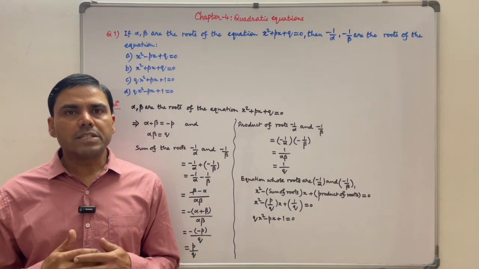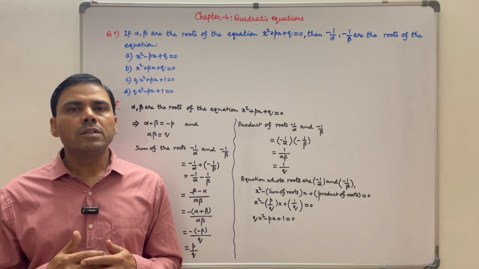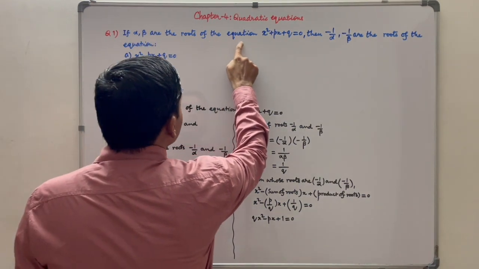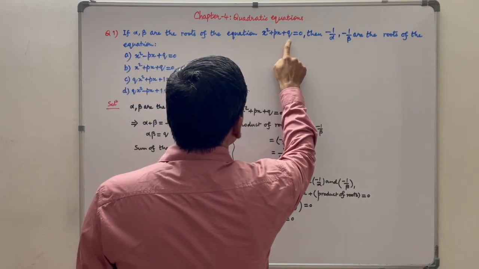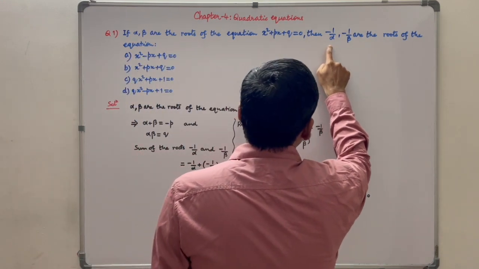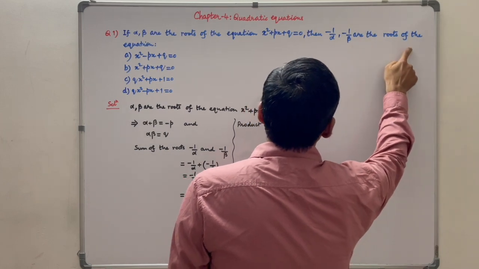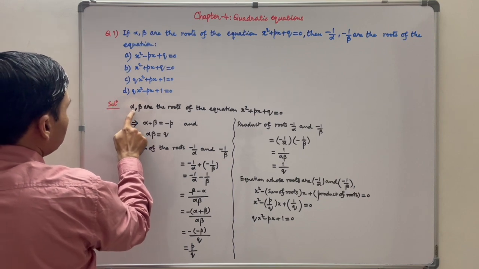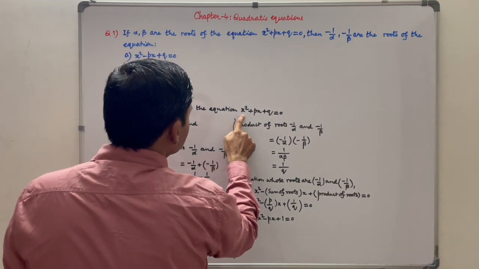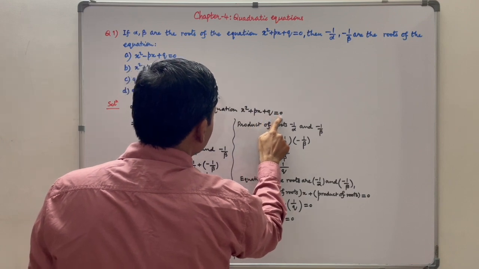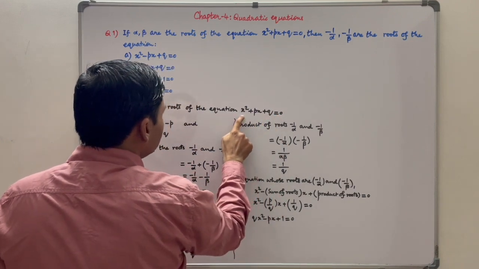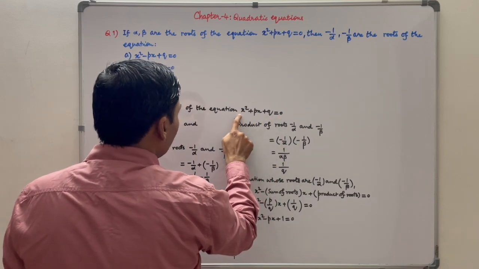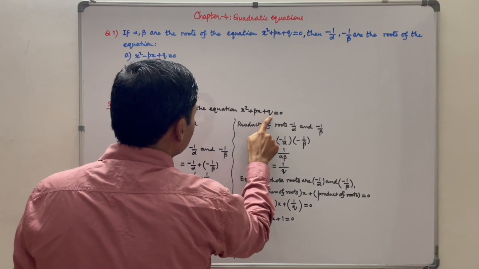Now let us solve some questions based on what we have learned so far. First question: if alpha, beta are the roots of the equation x square plus px plus q is equal to 0, then minus 1 by alpha, minus 1 by beta are the roots of the equation. These are the options given. It is given that alpha, beta are the roots of the equation x square plus px plus q is equal to 0. This quadratic equation is in the form ax square plus bx plus c is equal to 0, where a is equal to 1, b is equal to p and c is equal to q.